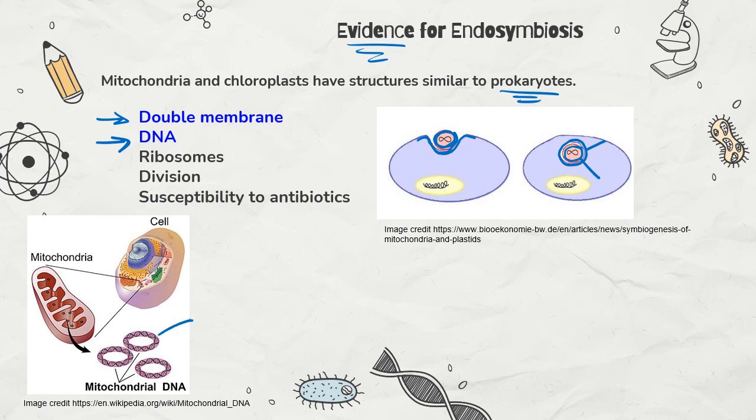Mitochondrial and chloroplast DNA is circular, not linear. We have linear DNA in our nucleus. Circular DNA is in bacteria and also in our mitochondria. Mitochondria have their own DNA.